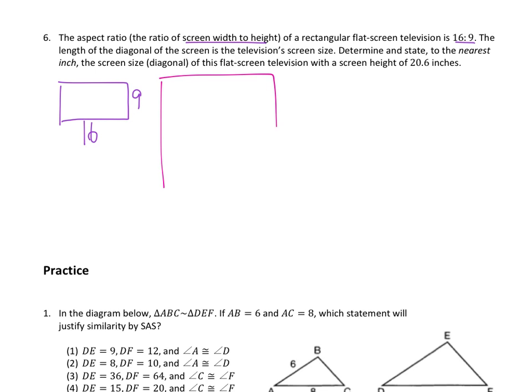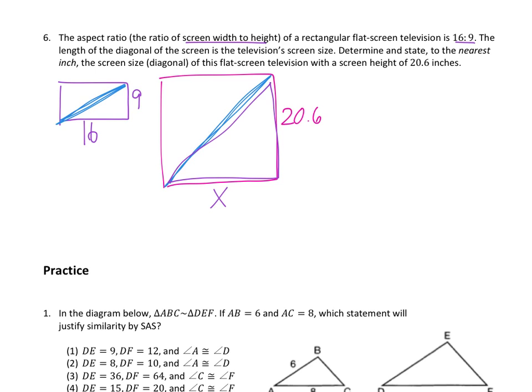And then we have this actual TV. It looks a little squarish. It's not supposed to be square. Make it rectangular, please. Where the screen height is 20.6. And our goal is to figure out the length of the diagonal. Now, they give us no information about the scale drawing's diagonal length, and so we have to do a little bit of work before we can find that diagonal. Meaning, let's find this width of the actual TV first, because once we have two sides of a right triangle, we can easily find the third. So first step is to find x.